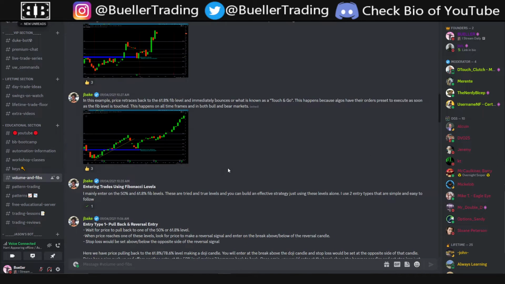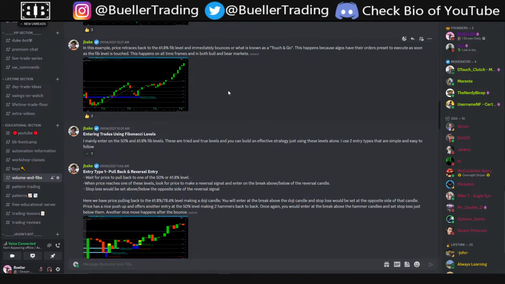In this example, price retraces to the golden pocket level and immediately bounces, what is known as a touch and go. This happens because algos have their orders preset to execute as soon as the fib level is touched. A lot of the times you'll see wicks happen there. This happens on all time frames and in both bull and bear markets.